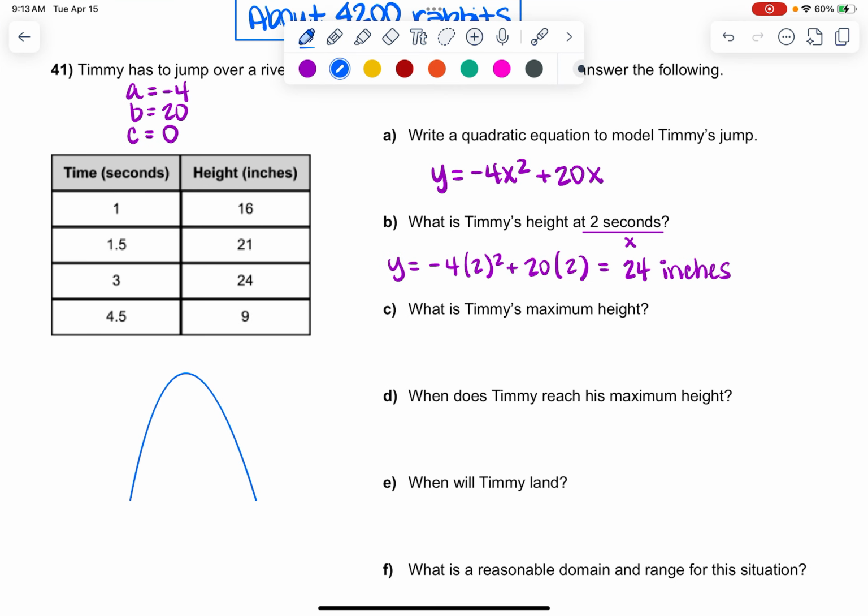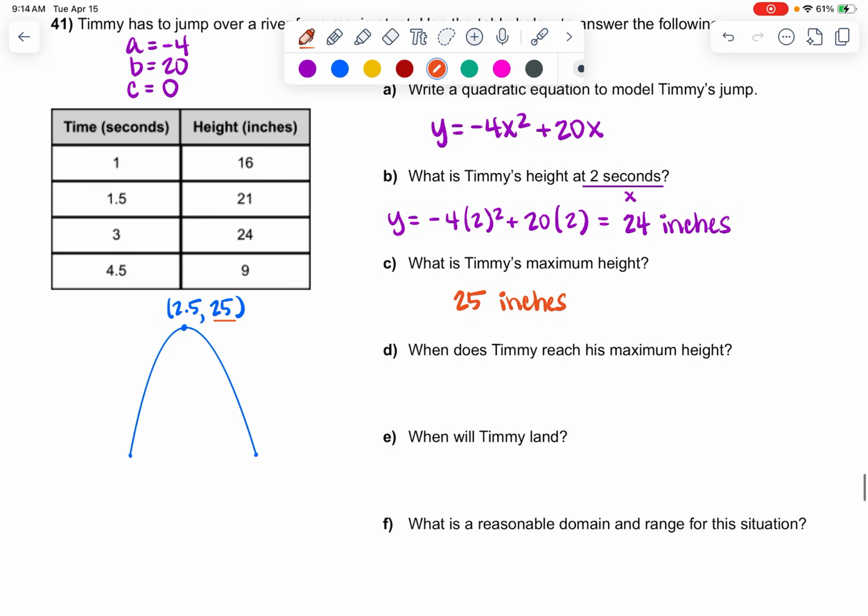Here we go. So this little point right here was 2.5 comma 25 for our vertex. So his maximum height is going to be the y value of the vertex. So 25 inches. And then the next question, when does he reach his maximum height? That's going to be the x coordinate of our vertex. So we want to make sure we're just answering the question that's being asked.